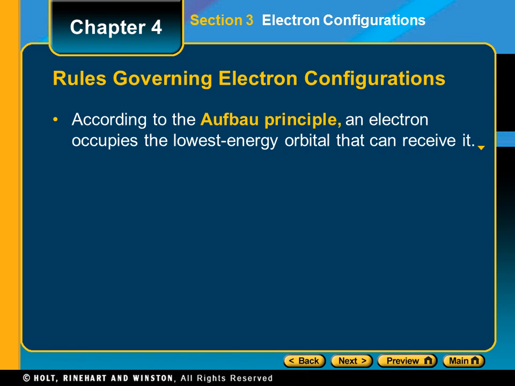So there are some rules that we follow when we're talking about electron configurations. The first is the Aufbau principle, which basically states that an electron occupies the lowest energy orbital that can receive it. When you are working through these problems and putting electrons in their orbitals, you always put electrons in the lowest energy orbital that can receive it first.